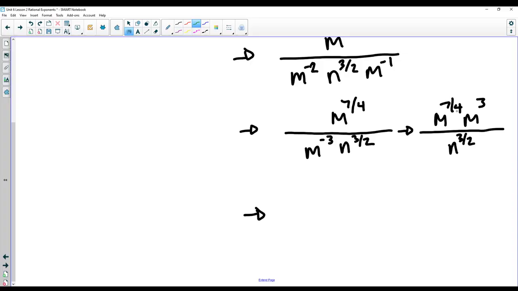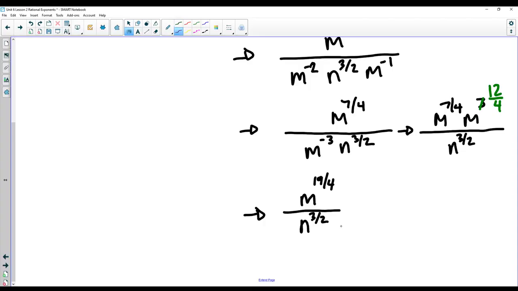I need to add 7/4 and 3, so I'm going to change this to 12/4. 7 and 12 get me 19. So the numerator is going to be m to the 19/4 over n to the 3/2. Now is where you would consider, do I or do I not rationalize? If we have a fractional exponent in the denominator, the answer to that is yes.